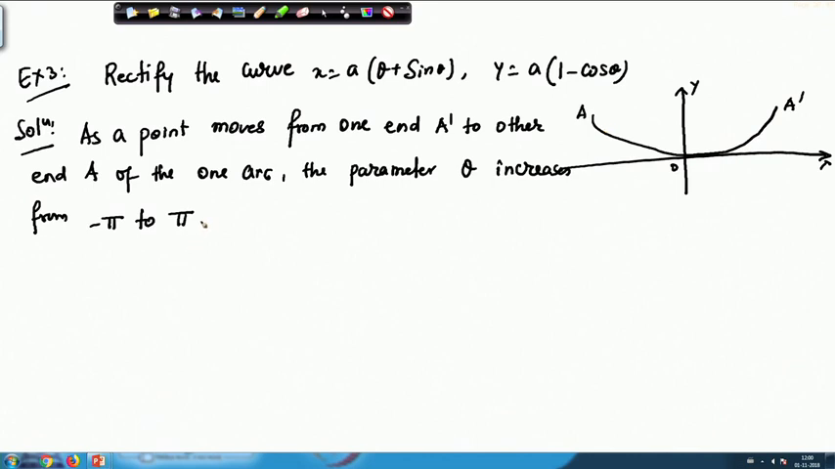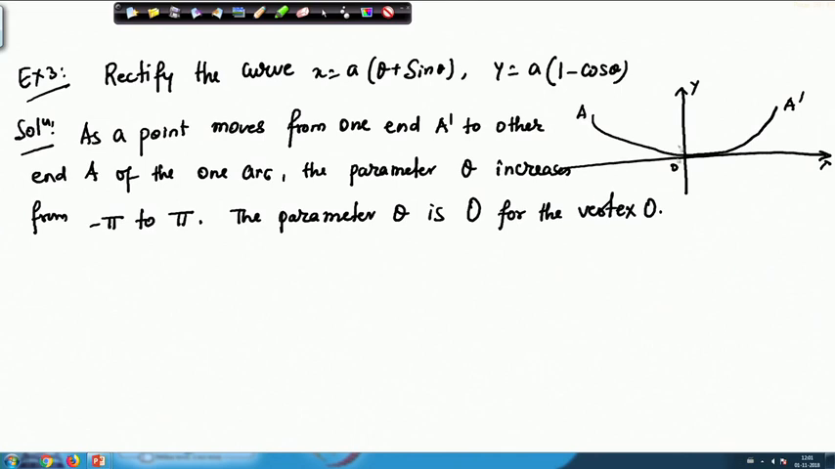And the parameter theta is 0 for the vertex O. All right, so this is vertex O that is here, and 0 is like 0, real number.